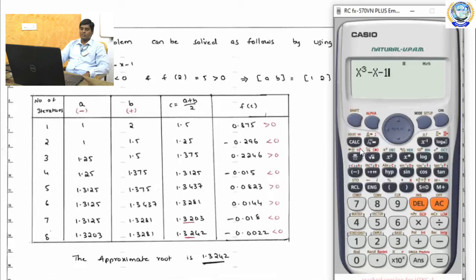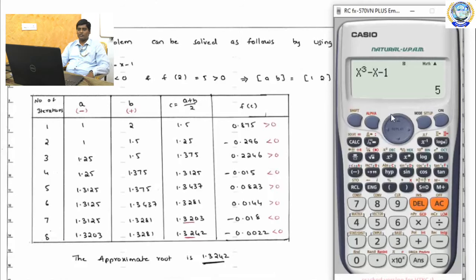To store this equation, press calc. Then it will ask for the input for x. I will give 1. If I substitute 1 in this equation, I get the value minus 1. Again, calc. If I give x equals 2 here, then 5. So my actual requirement is fulfilled here. I get two values, one negative and another positive. So the root lies between 1 and 2.